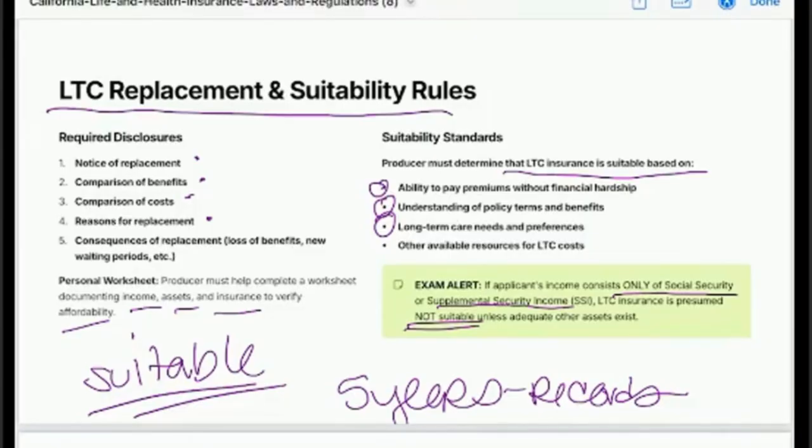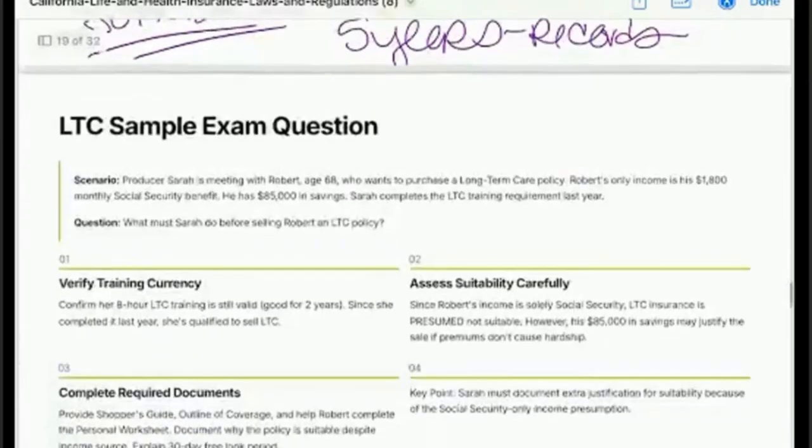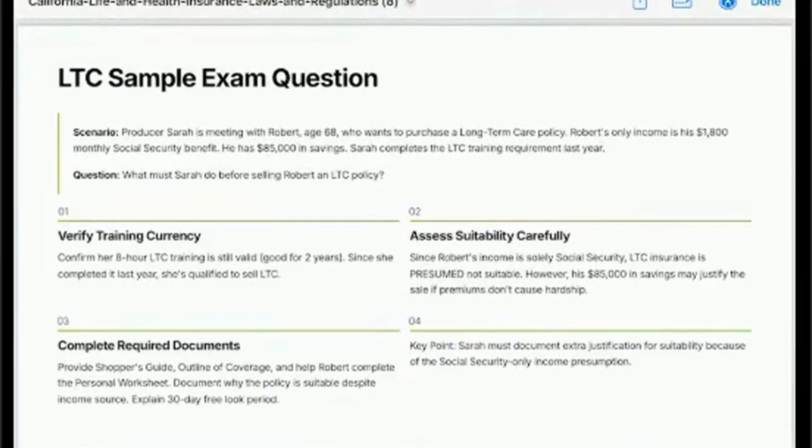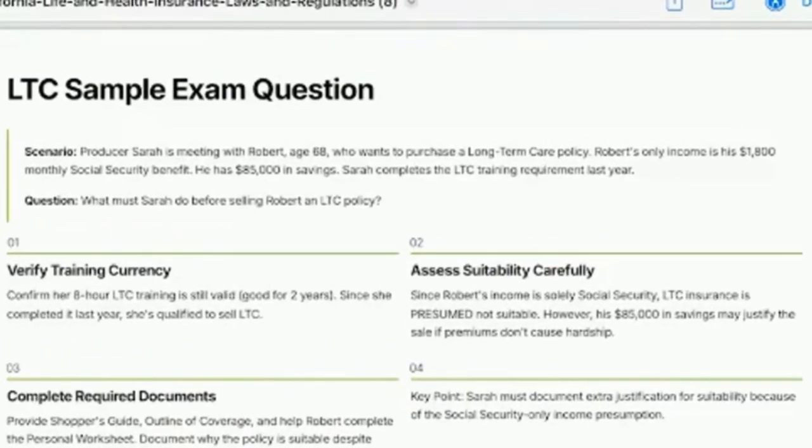All right, a long-term care sample question. Producer Sarah is meeting with Robert, age 68, who wants to purchase a long-term care policy. Robert's only income is his $1,800 monthly Social Security benefit. We just talked about this. But he has $85,000 in savings. Sarah completed the long-term care training requirement last year. What must Sarah do before selling a long-term care policy?